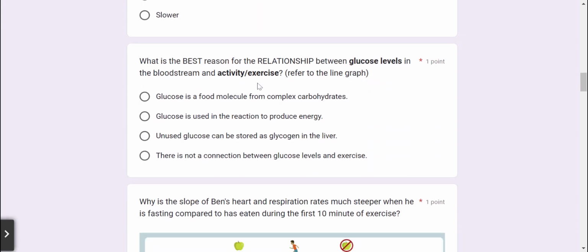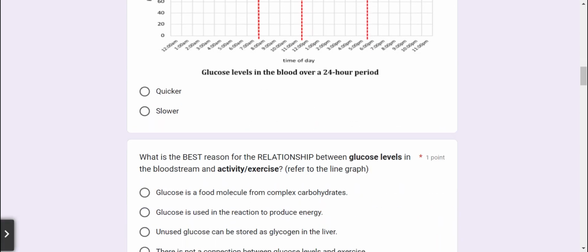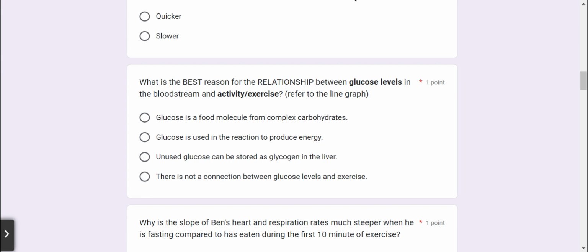Which is the best reason for the relationship between glucose levels in the bloodstream and activity and exercise? So again, you're going to refer to this line graph. How would you talk about the relationship between glucose levels and activity or exercise? Glucose is a food molecule from complex carbohydrates. Glucose is used in the reaction to produce energy. Unused glucose can be stored as glycogen in the liver. There is no connection between glucose levels and exercise.